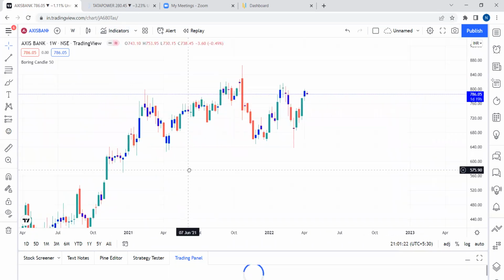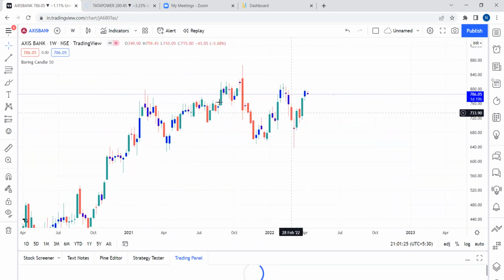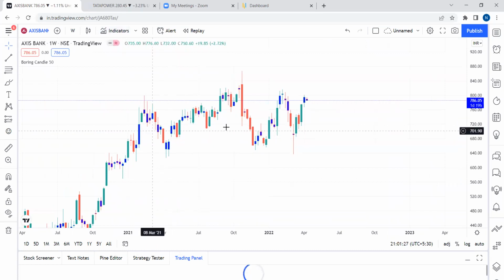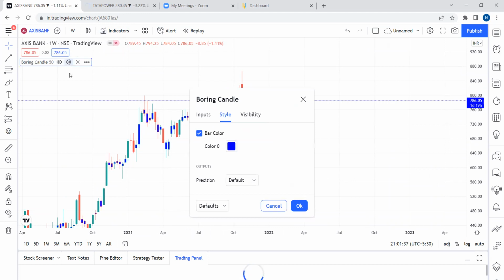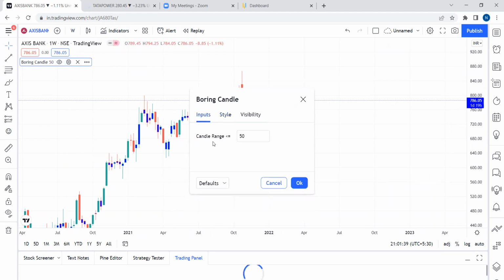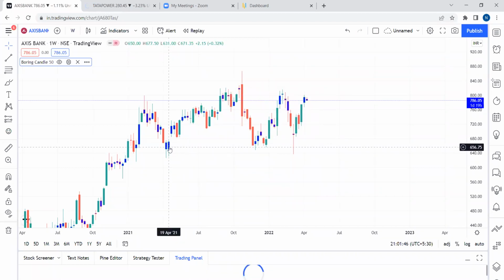Now Rakesh, आपको दिख रहा है इधर कुछ candles blue हो गए. Now वैसा क्या criteria है कि वो blue दिख रहा है? So if you go to the settings of the boring candle, you will see the candle range is less than or equal to 50. Means what? The body of the candle should be less than or equal to 50% of the total length.